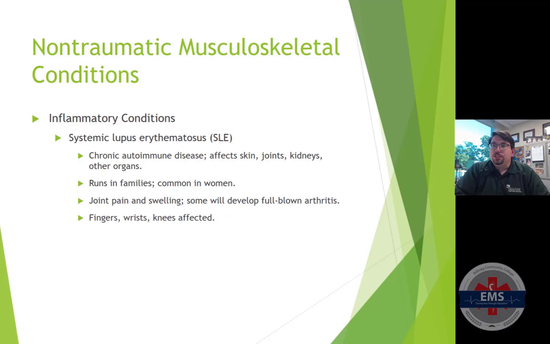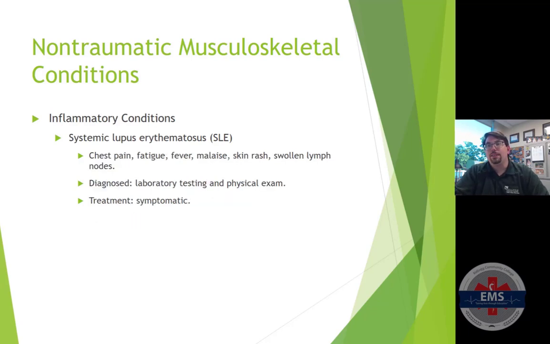Systemic lupus is another one that we deal with. This is a chronic autoimmune disease. Again, it affects the skin, joints, kidneys, and a lot of other organs. It runs in families. It's more common in women. It reveals joint pain, swelling, and some will even develop full-blown arthritis because of it. Primarily, you're seeing fingers, wrists, and knees that are affected. We can see it present with chest pain, believe it or not, fatigue, fever, malaise, skin rash, swollen lymph nodes, any of these things, because again, it's a systemic autoimmune issue.